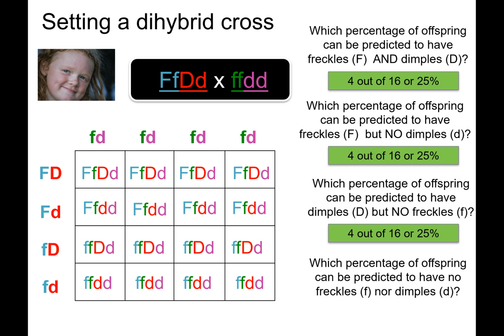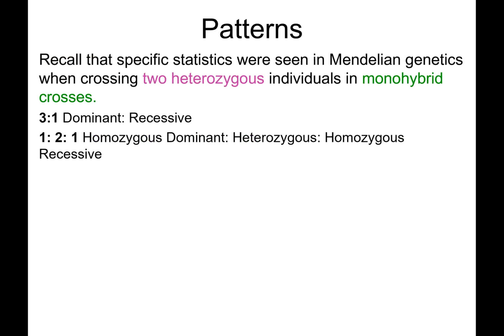And then which percentage of the offspring could be predicted to have no freckles nor dimples? So again, same thing here, except now it's the last row. None of these offspring would have both of those traits combined. So again, 4 out of 16. All right, so not too bad.